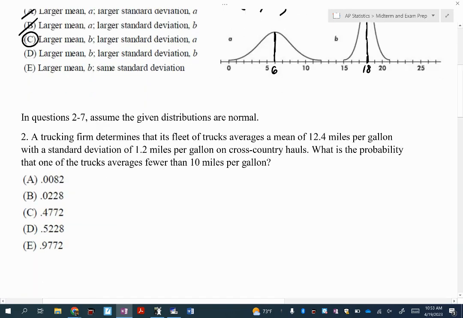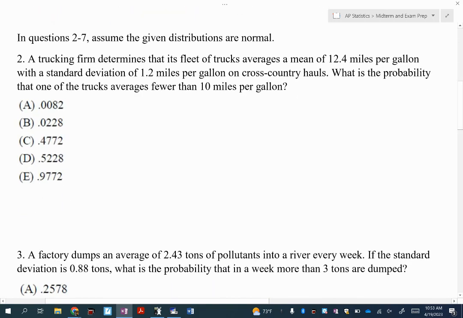All right, here we go. Let's do some calculations in our calculator. So we have a trucking firm determines that its fleet of trucks averages a mean of 12.4 miles per gallon with a standard deviation of 1.2 miles per gallon. Now notice in the instructions, it says for 2 through 7, assume these distributions are normal. So the moment I read that, I'm going to use that capital letter N for normal model, and I've got my mu and my sigma. So in this case, the mu is 12.4 mpg, and my standard deviation is 1.2 miles per gallon.